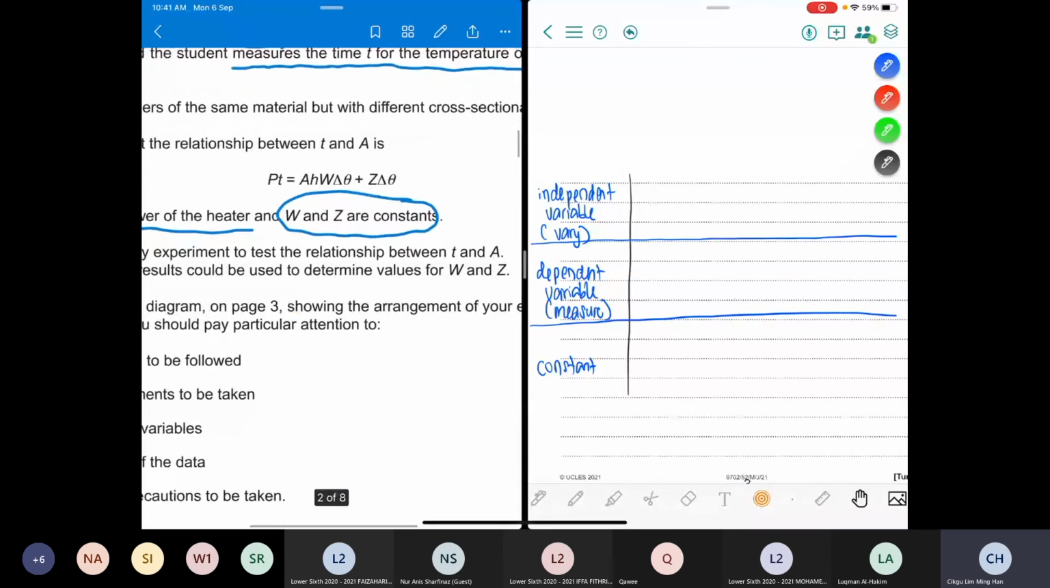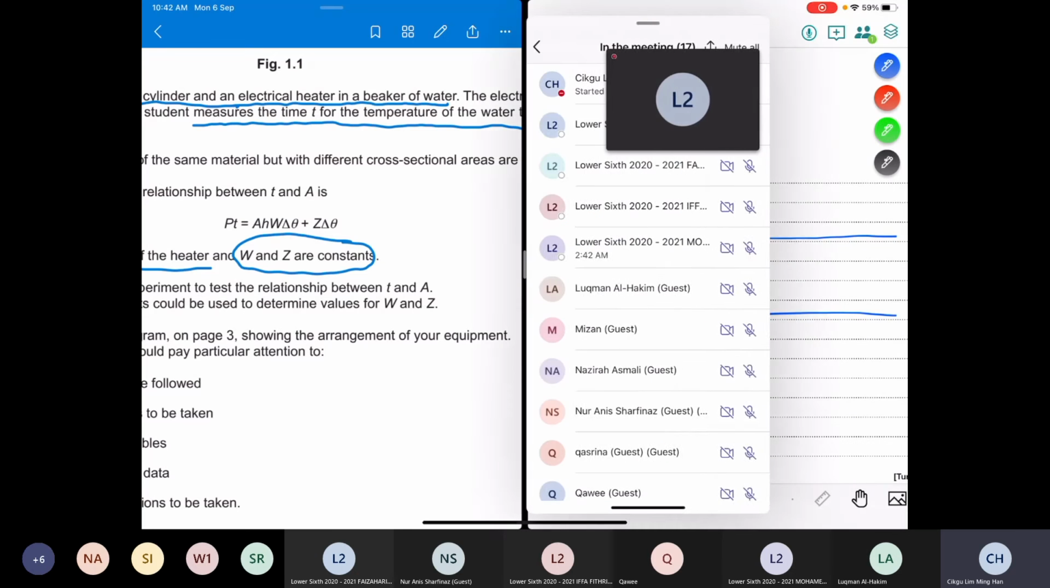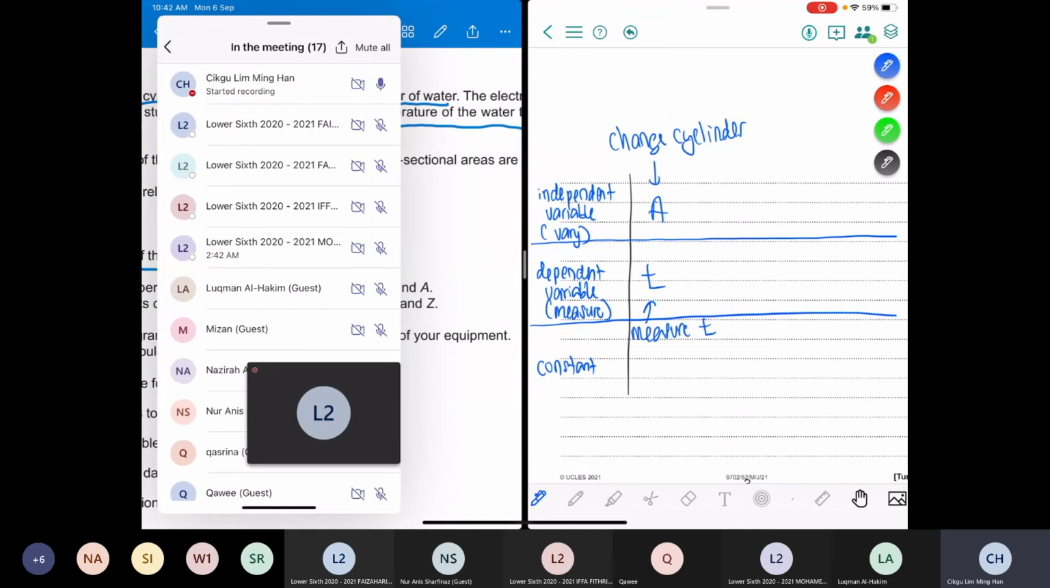Independent is A, and your measure will be T. T is dependent. So that means you change the cylinder, and you measure the time for it to change the temperature. Thank you. So come back to the name list again.